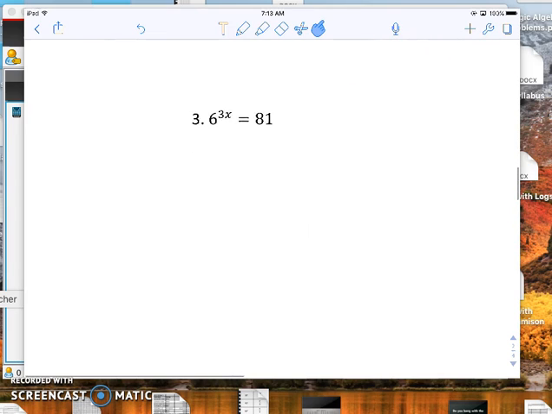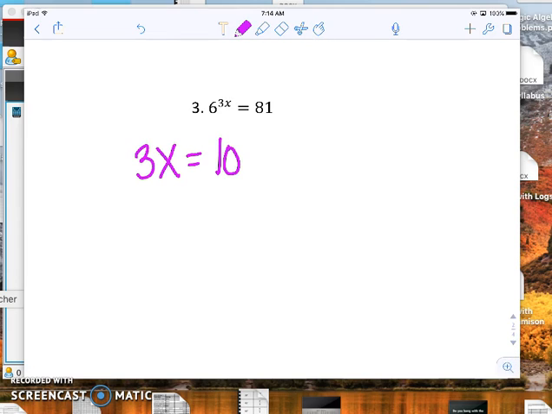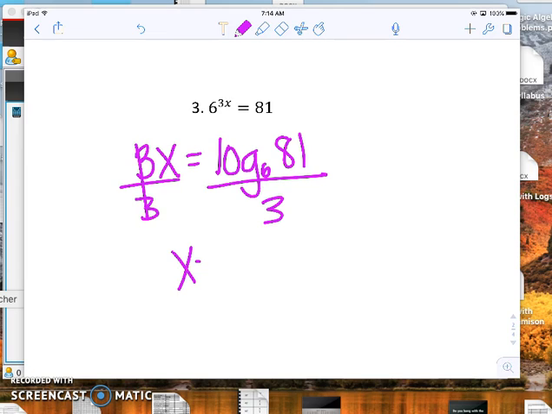So the next one that we are going to take a look at here is 6 to the power of 3x equals 81. So once again, let's solve for our exponent. So 3x equals log base 6 of 81. Divide by 3, divide by 3. So x equals log base 6 of 81 divided by 3.